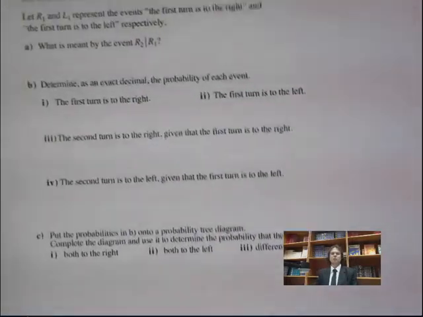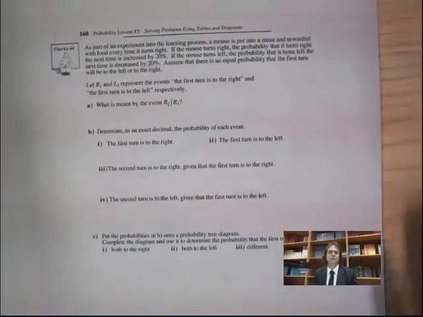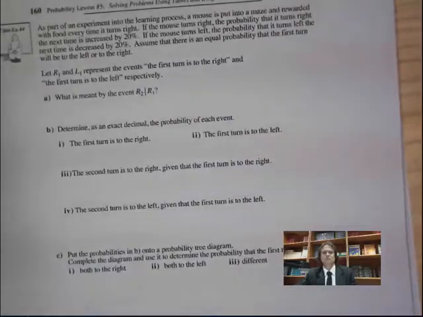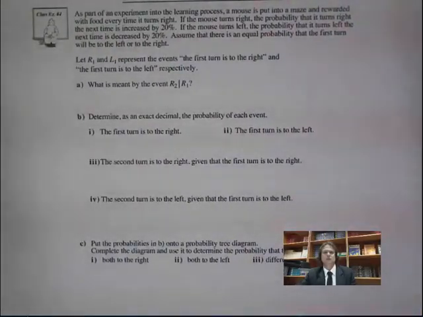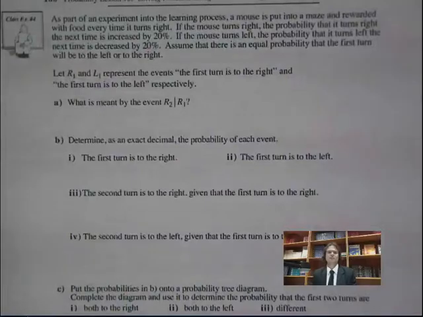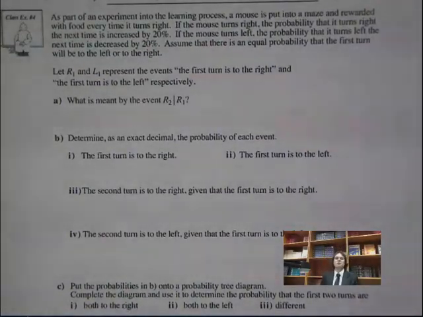Last example before your assignment. As part of an experiment into the learning process, a mouse is put into a maze and rewarded with food every time it turns right. If the mouse turns right, the probability that it turns right the next time is increased by 20%. If the mouse turns left, the probability that it turns left the next time is decreased by 20%. Assume that there is an equal probability that the first turn will be left or right.